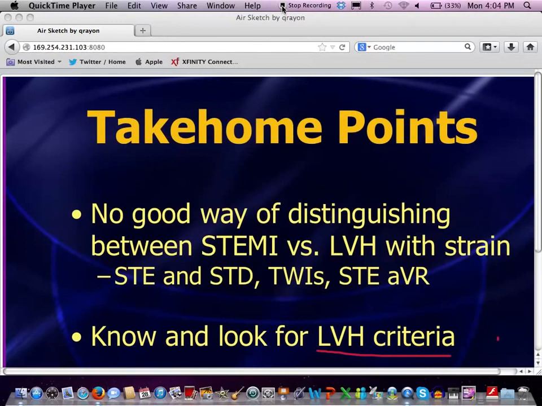You know, I hate this videocast because I'm not giving you any definitive clues. But the bottom line is LVH is a tough diagnosis. It's the most common reason for overcall and undercall of true STEMI. And all you can do is practice these cases, practice. Take a look at a lot of LVH cases. You'll get better at it and know the criteria.